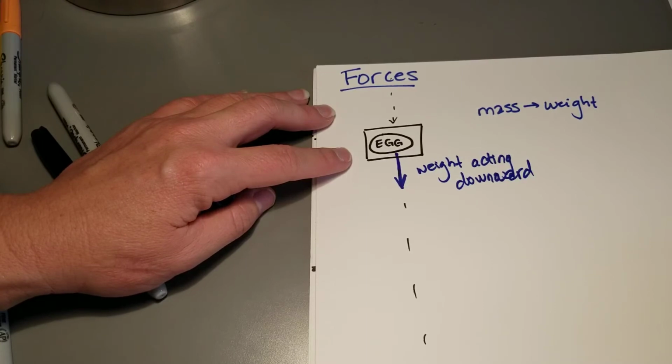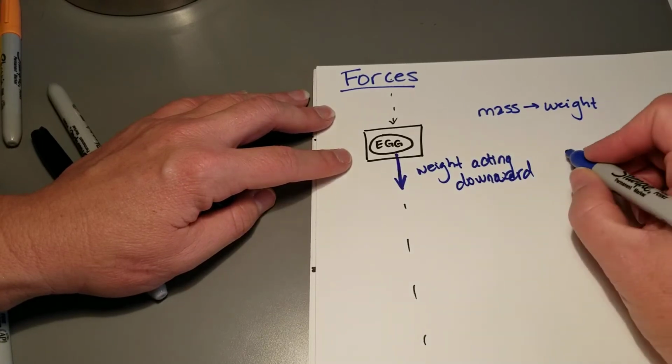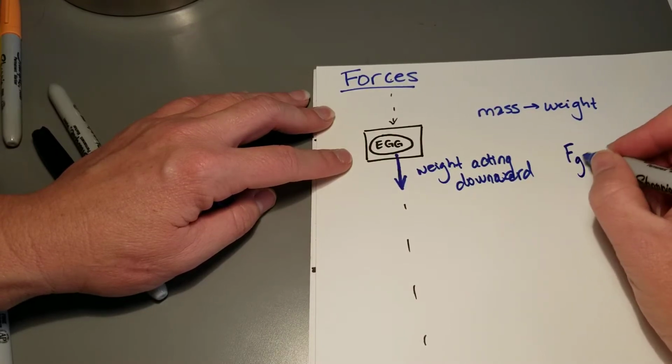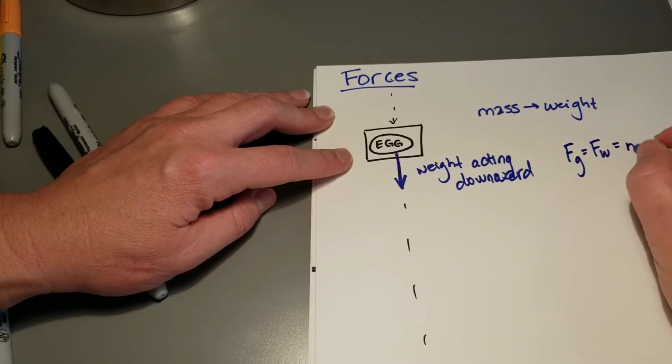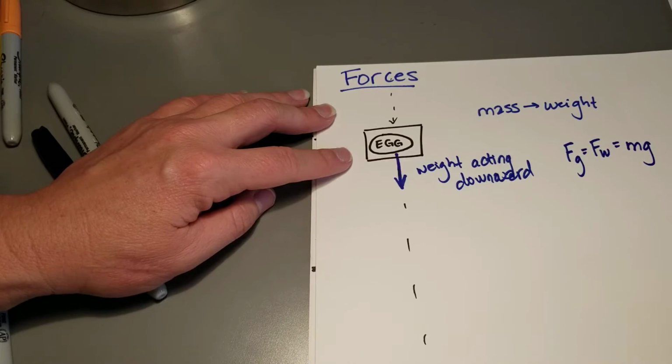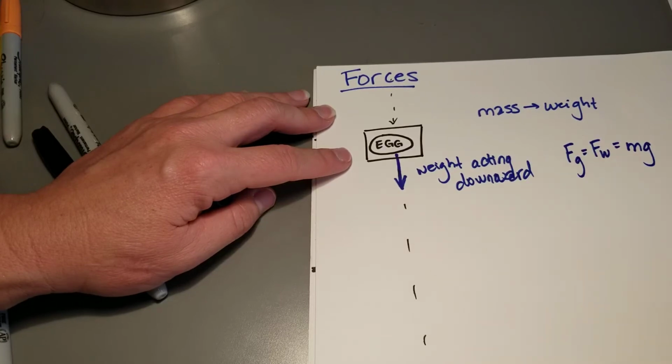You could actually calculate that weight. So if you'll recall the formula for weight, which we called Fg, or sometimes Fw for weight, is equal to mass times gravity. So you can find that weight using the mass that I give you, and you can include the mass of the egg, times gravity, which is 9.8 or 10 meters per second squared.